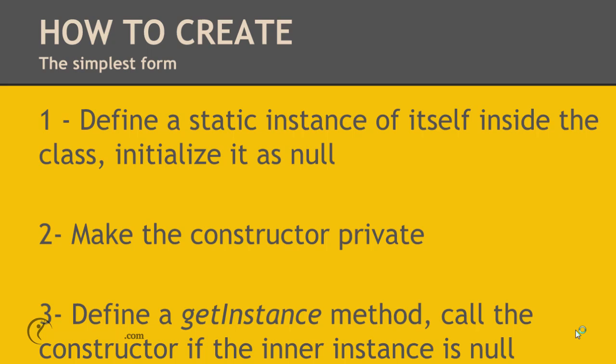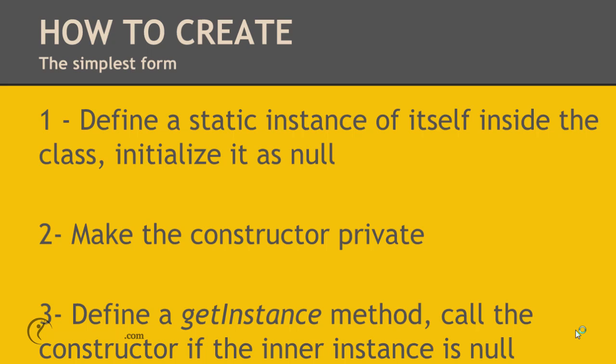Now let's check how to create a singleton object in the simplest form. First, we define a static instance of itself inside the class and initialize it as null. We create the static instance because we want an instance of this class independent of the creation of an instance of this class. We just want to store them inside the static context. So we create a static instance and initialize it as null.